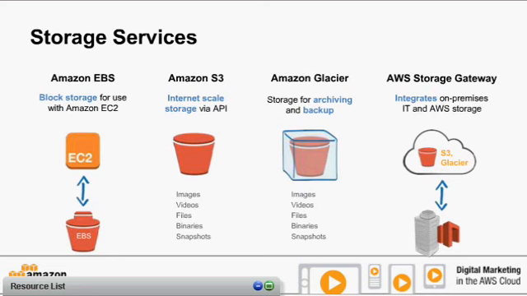Then we have Amazon Glacier. Amazon Glacier is cold storage for archiving and backup. If you have tape solutions that you want to move to the cloud, Amazon Glacier is the perfect fit for that. It is 1/10 of the cost of S3, but with the same levels of durability. You just have to wait from 3 to 5 hours for the retrieval from the cold storage.